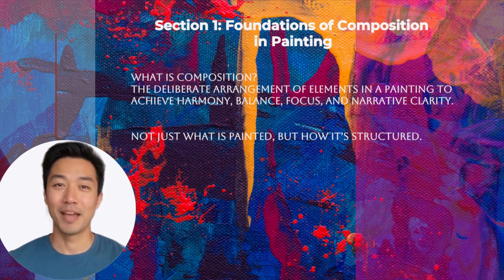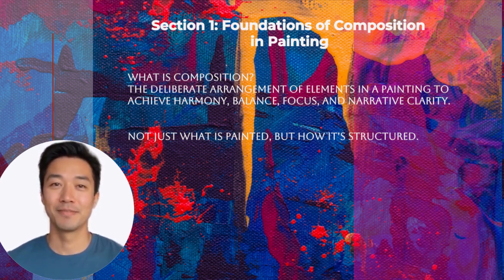Key compositional elements. Focal point: the areas of strongest interest. Balance: symmetrical, formal, versus asymmetrical, dynamic. Movement: how the eye travels across the painting. Unity and variety: repetition versus contrast. Rhythm: spacing and repetition of elements. Negative space: the space between and around subjects.